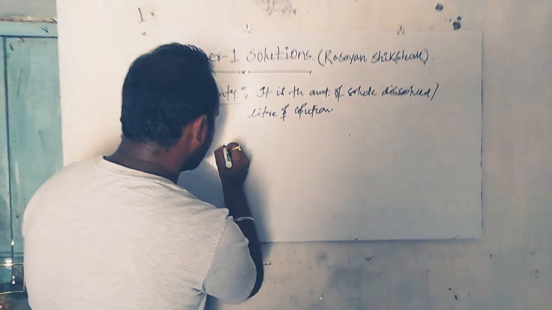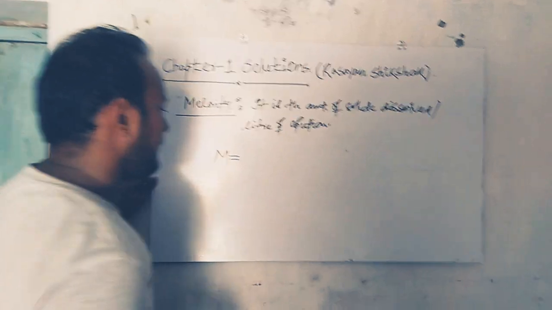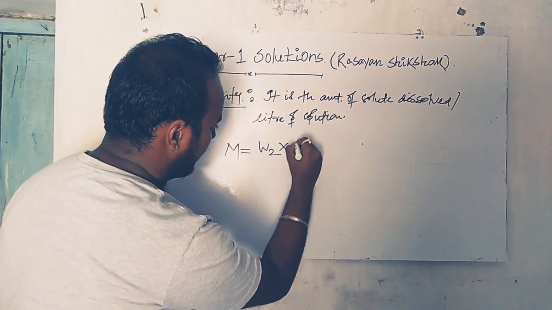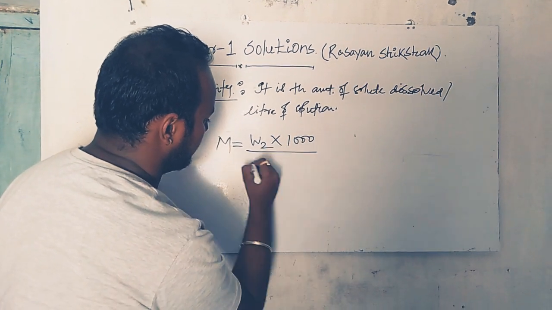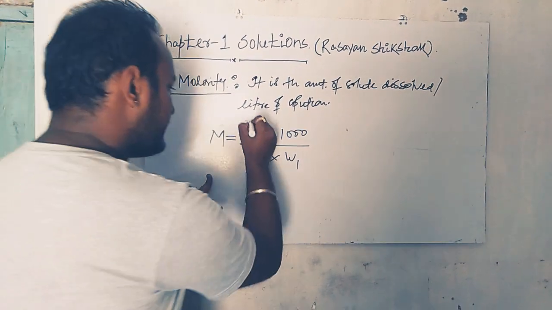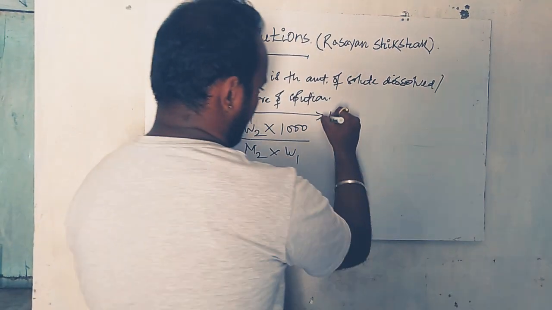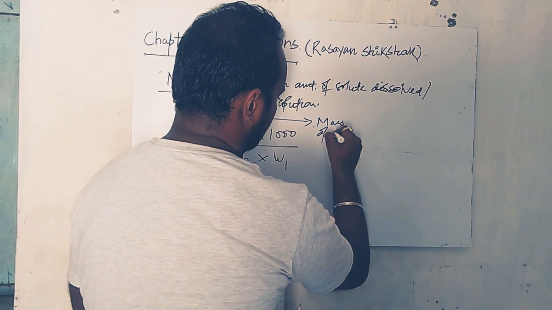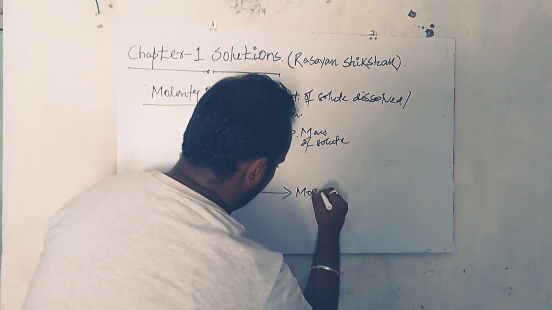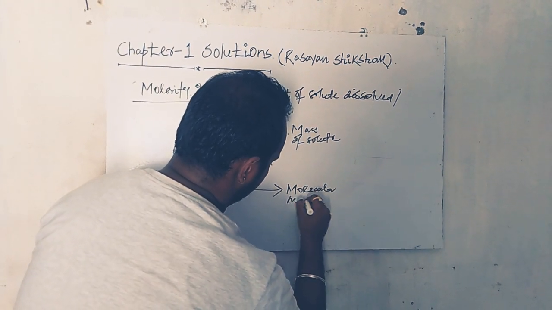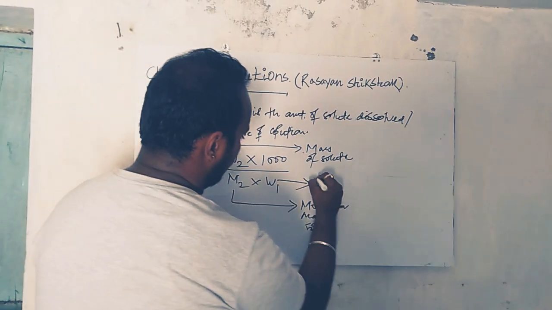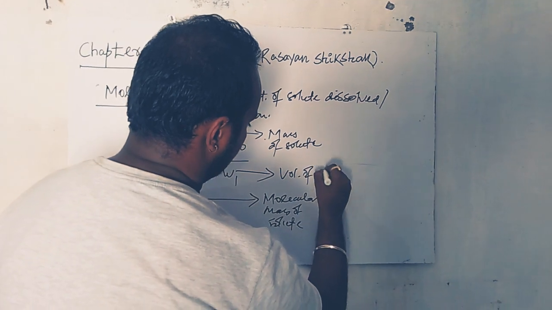So what is the way to calculate molarity? We represent molarity by the capital letter M, and here the formula is W2 into 1000 by M2 into W1. What is W2 here? W2 is mass of solute, M2 is molecular mass of solute, and W1 is volume of solution.